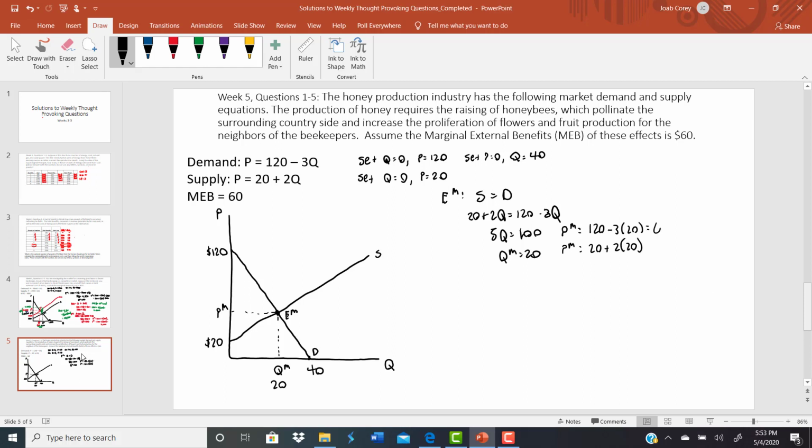Either way, you should get 60. Again, it's always good to do it both times. Just check and make sure that you got the same number. It means you did your earlier math correctly. All right, so now we need to figure out what happens when we put in this externality.